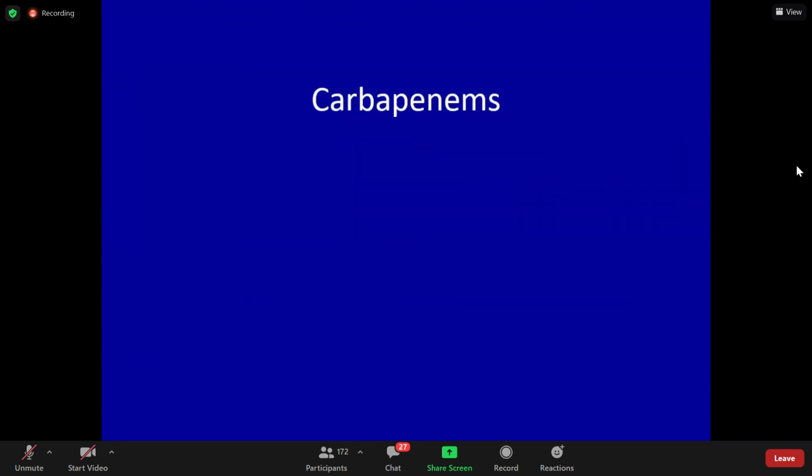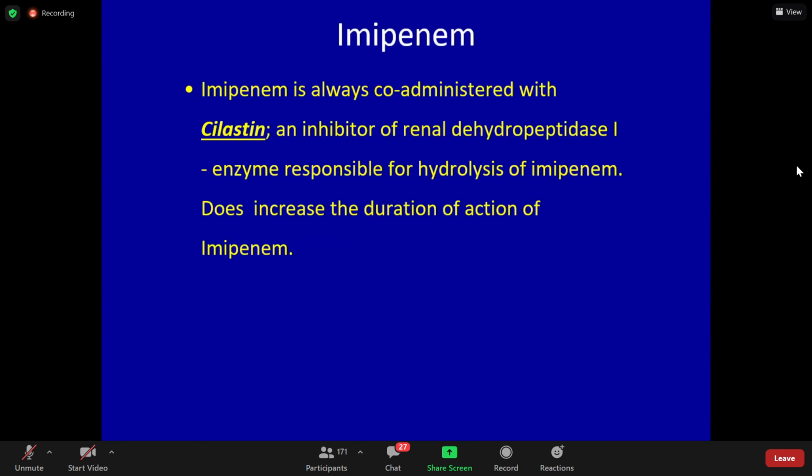Carbapenems: similar, two drugs, imipenem and meropenem in this class. Once again, we are talking about beta-lactam, isn't it? The third class: penicillins, cephalosporins, carbapenems. You can read on your own. We don't have much time. The only property of this class concerns imipenem.